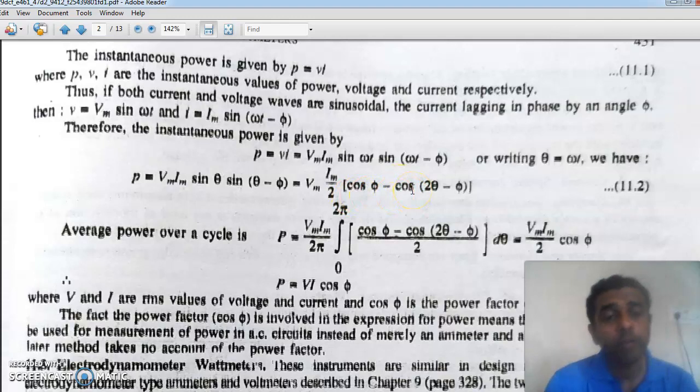And if you want to find the average power over a complete cycle, what is a complete cycle? A complete cycle is from 0 to 2 pi, so the base becomes 2 pi. Vm and Im are constant, so you can take them outside the integration and integrate with respect to theta.